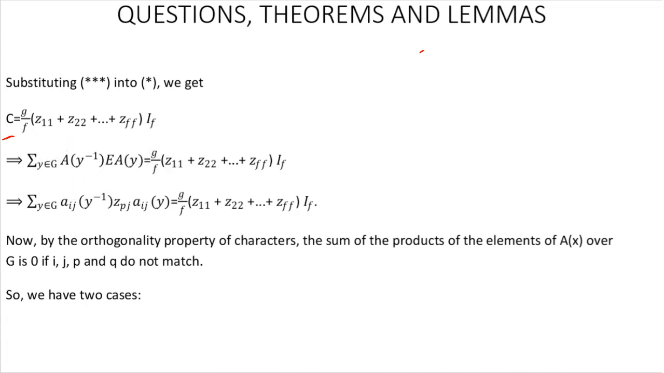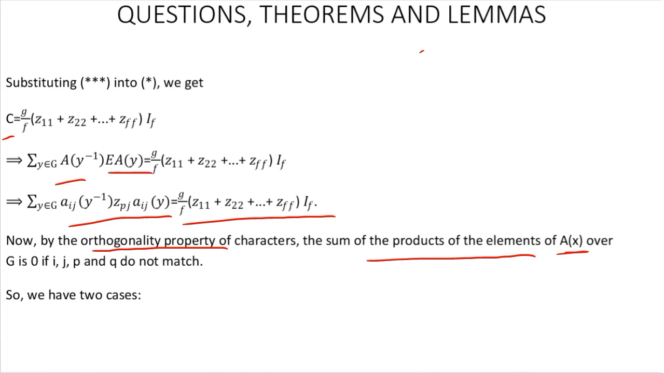Okay, so the value of A, E, and A are substituted nicely there, and our right-hand side remains as it is. Now, by the property of orthogonality of characters, it says that the sum of the product of elements of our matrix representation over our group G is 0, on the condition that they do not match. So if they match, it wouldn't give us 0. If they do not match, you will get 0. So we have two cases before us, when it matches and when it does not match.